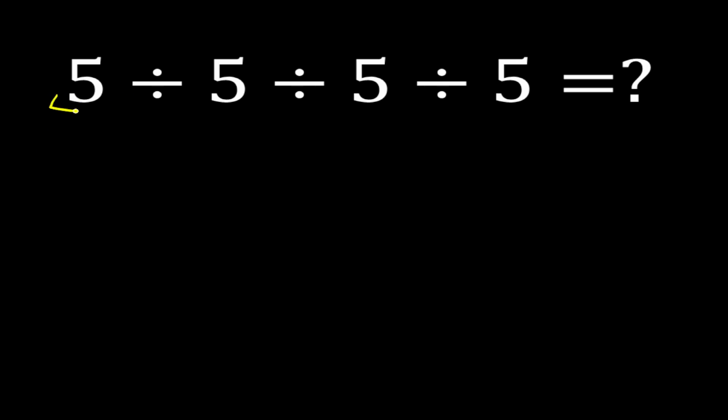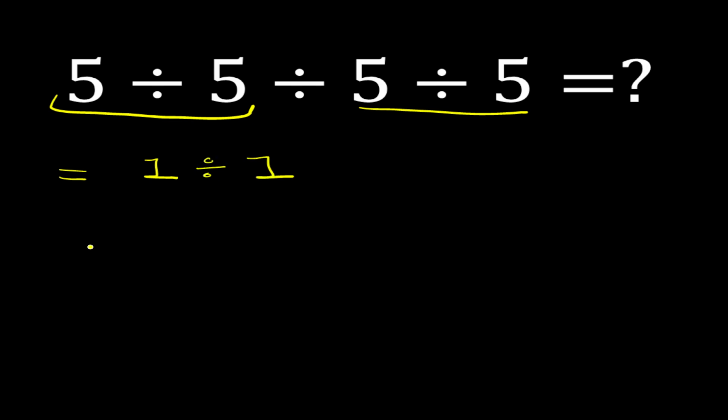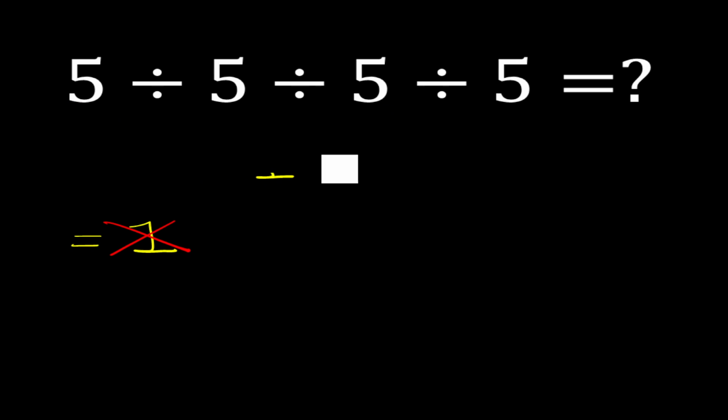So 5 divided by 5 is equal to 1. Then again 5 divided by 5 is equal to also 1. Right? Now 1 divided by 1 is equal to 1. But this answer is not correct. Now let's solve this problem correctly by using a PEMDAS rule.